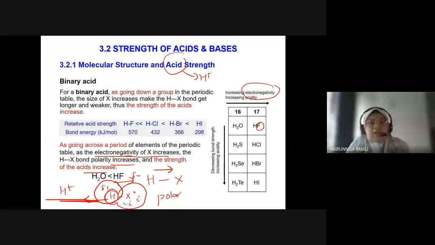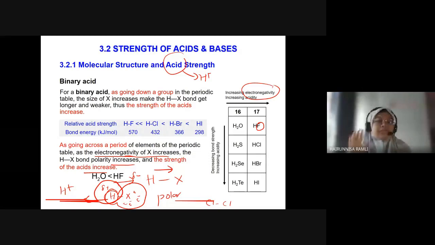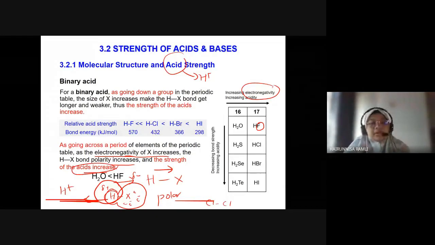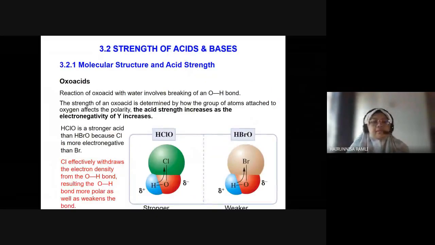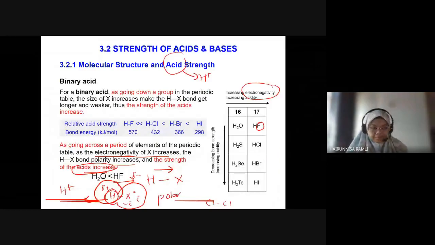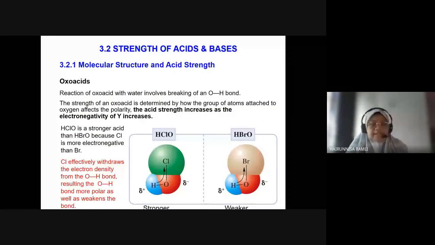Because if it is equal, for example, let me give a non-polar example, Cl with Cl. So the positive and negative are equal. That's why there is no value of positivity. Okay, so in this case, the more negative the X is, it means H+ here is more positive. That's why the strength of acid increases. Okay, that was binary acid. So now we move to oxo acids.